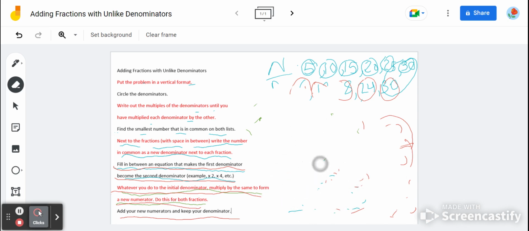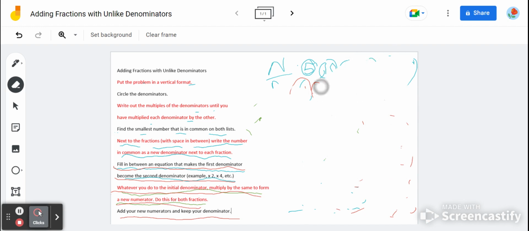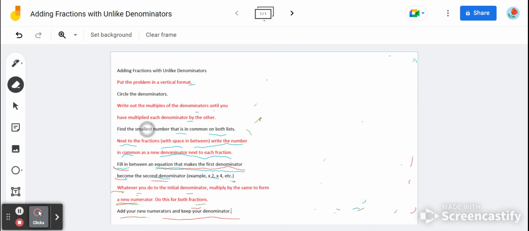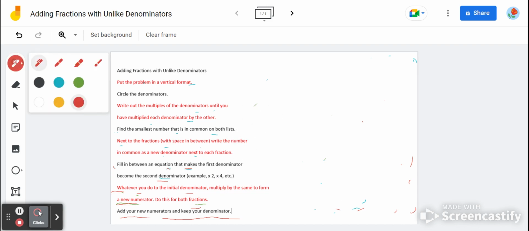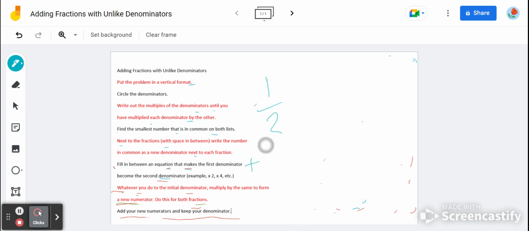So this is an example where we want students to be able to see that maybe one of the denominators could just become the other denominator, and then we'd only have to convert one part of the fraction and not 2 parts. So for this problem, 1/2 plus 3/8, I'm going to put it in my vertical format first.